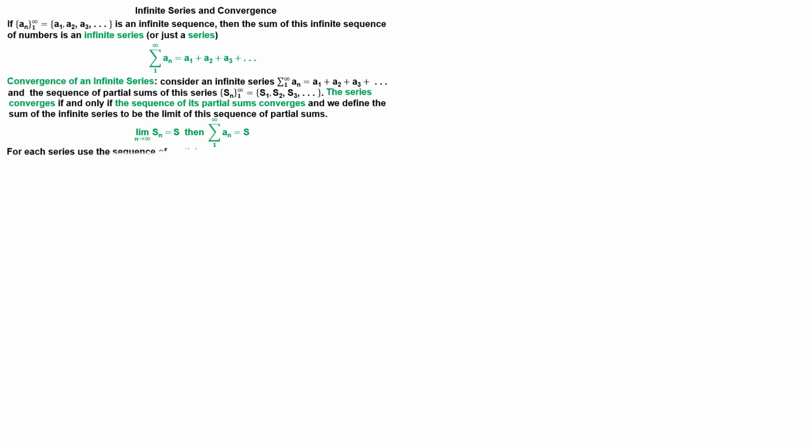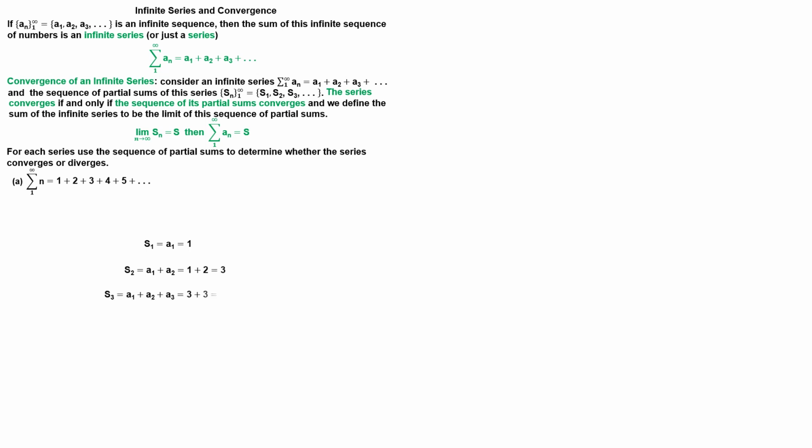For each series, use the sequence of partial sums to determine whether the series converges or diverges. Let's start with a series that we can easily determine is convergent or divergent. We start by writing the first few terms of the series. We know this series is divergent, but we follow step by step to show how the method works. We now do the same for the partial sums. That is, we write the first few terms of the partial sums, and then we search for a pattern.